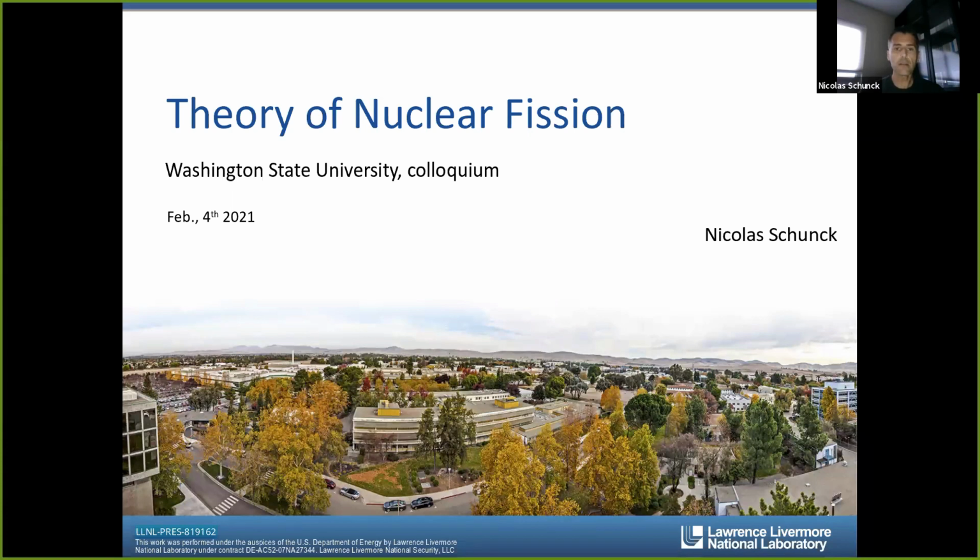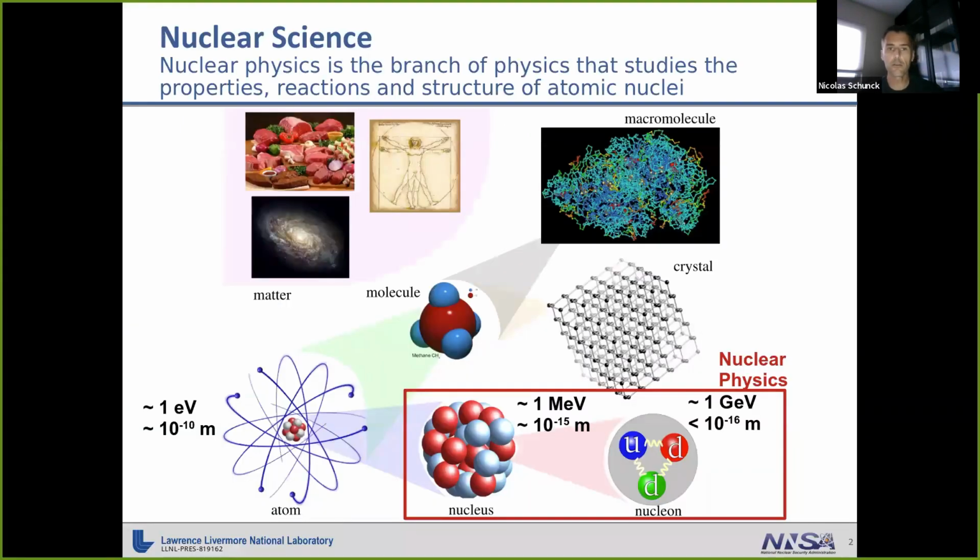So before we start, I thought perhaps I should just remind you of a few things about nuclear physics, nuclear science. Nuclear physics is a branch of physics that studies the properties, reactions, and structure of atomic nuclei. I don't think I need to remind this audience that matter is made of molecules, that those molecules are made of atoms. The atom itself is made of a central nucleus surrounded by a cloud of electrons. And then nuclear physics is basically the branch of physics that studies everything that is nuclear or subnuclear in scale.